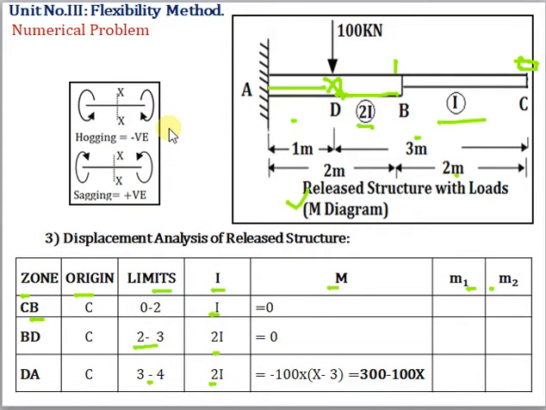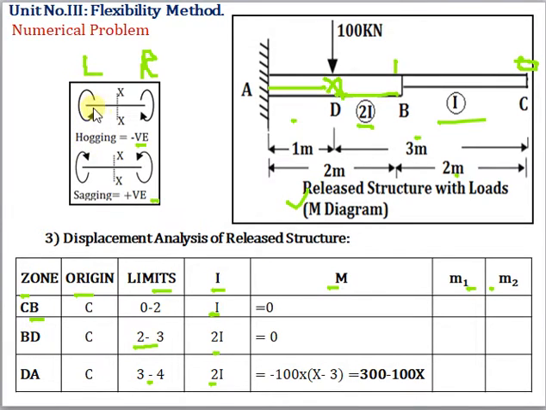Now the sign convention. If this is the section under consideration, let's consider this as the right hand side and this as the left hand side. For the right hand side, if the moment is in a clockwise direction, the sign convention for moment is negative. If the moment is in an anti-clockwise direction, the sign convention is positive, and vice versa for the left hand side.